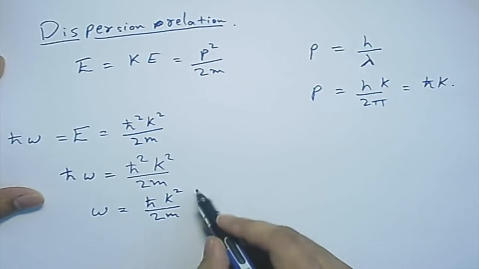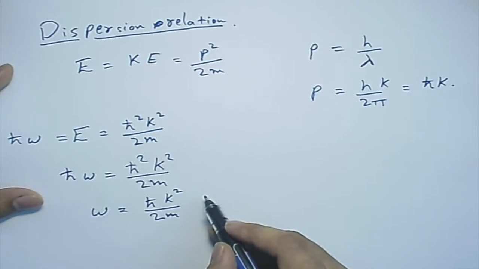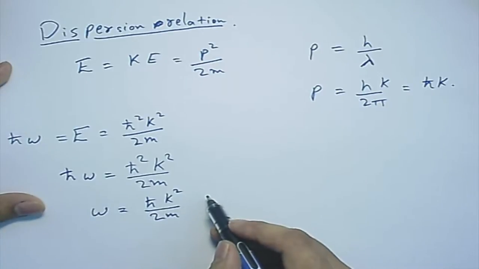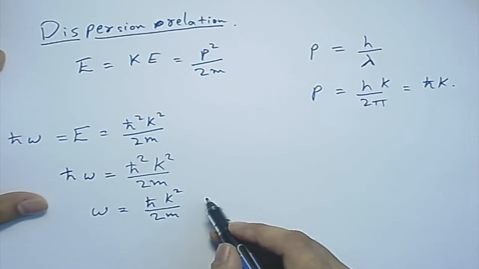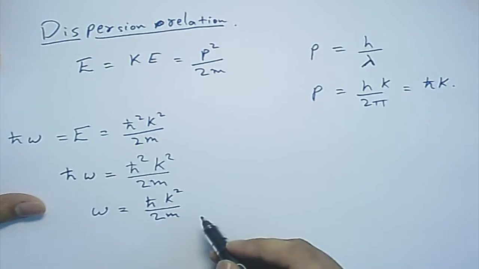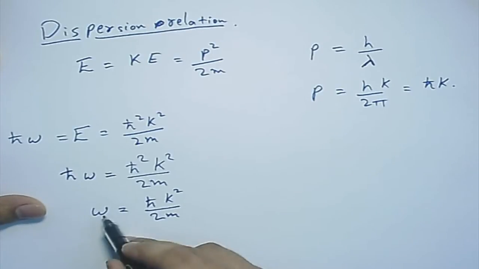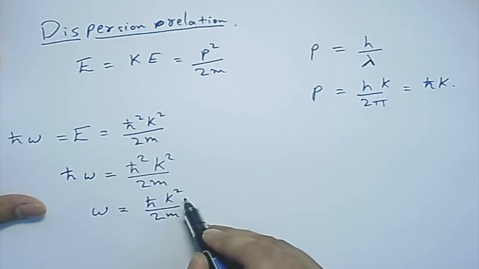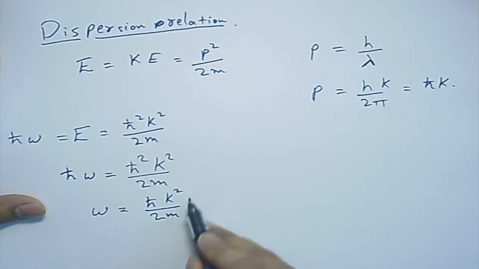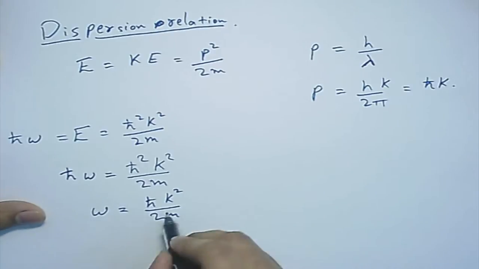Now, this is a simple relation between omega and k, and we can simply find the group and phase velocities using this. The group velocity, as we did before, would be given by the derivative of omega with respect to k. And the phase velocity would be given just by dividing omega by k. That will be h cross k over 2m.